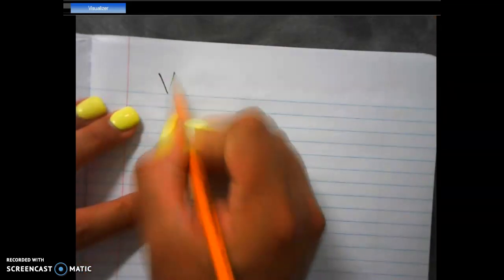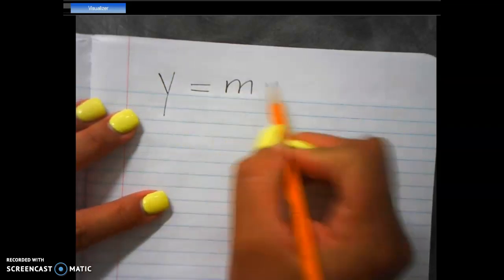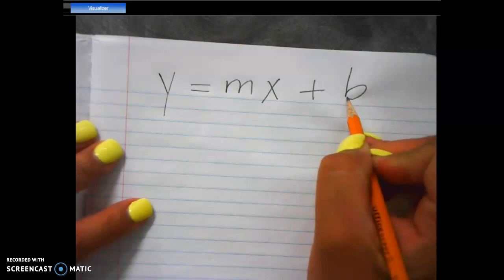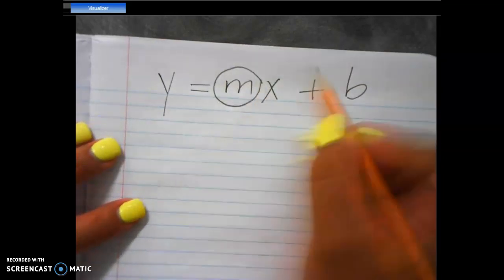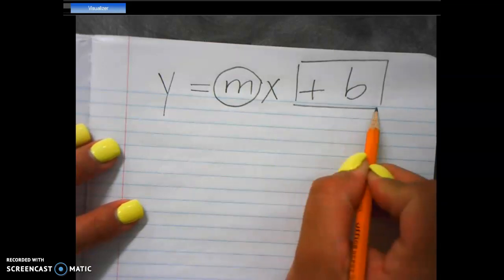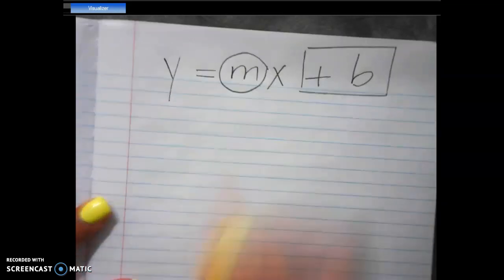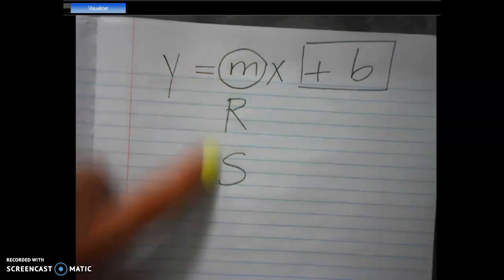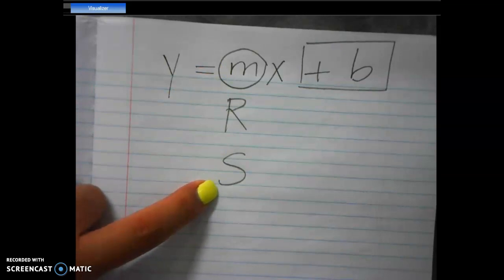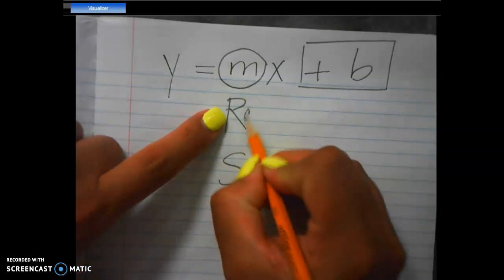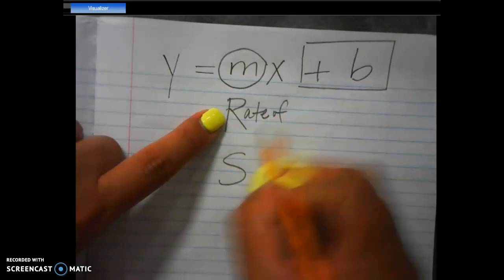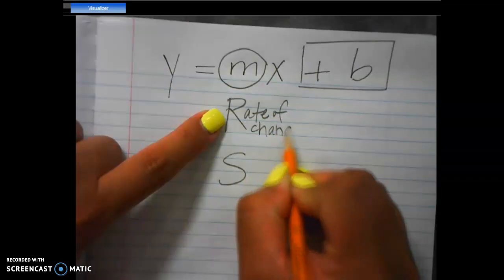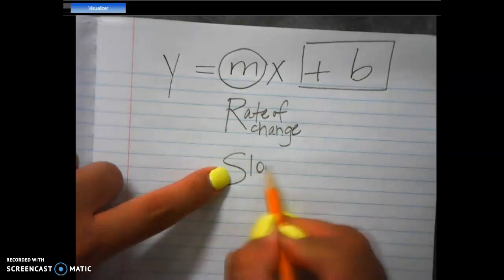Okay, so nice and big in your journal, I want you to write the equation again. y equals mx plus b. We're circling our m, our slope. We're putting a box around the b. Okay, big R, big S. When we think of m, these are all different names that slope can be called. So R is going to stand for rate of change. And then S is going to be our regular slope.